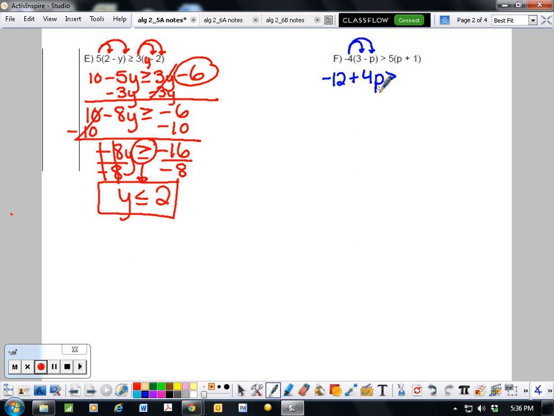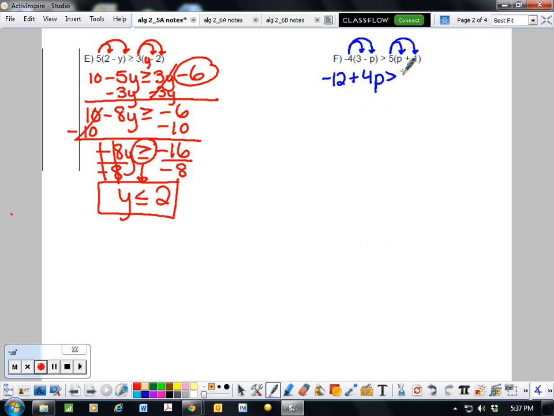Now keep in mind, I'm not flipping my symbol because when I distribute, I'm not changing anything on that side, really. It's not like I multiplied by negative 4 on both sides of the equation. That's when I'd flip it. This, I'm just distributing. I'm not adding in anything new. Okay, so now I distribute on this side.